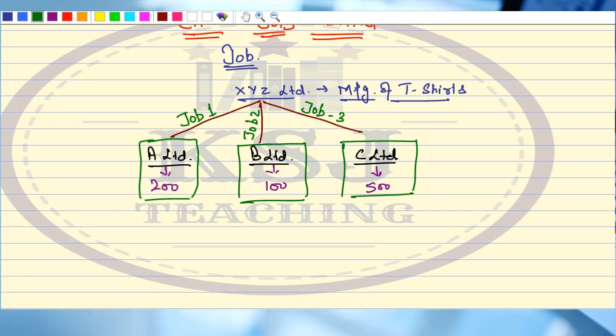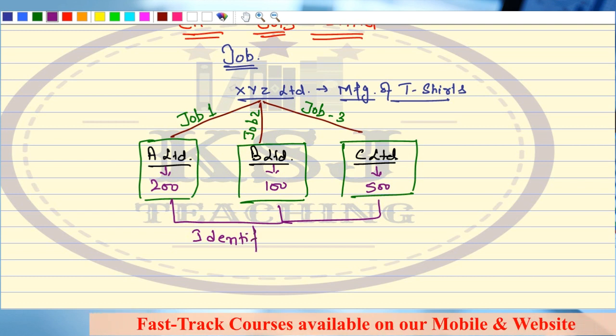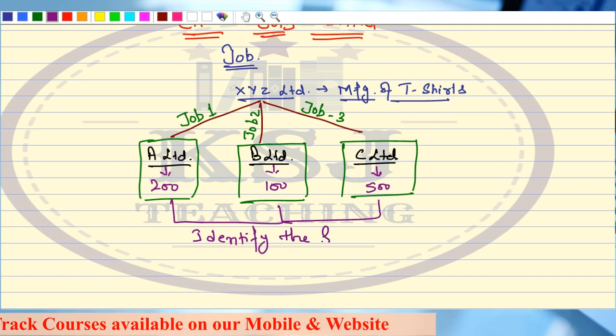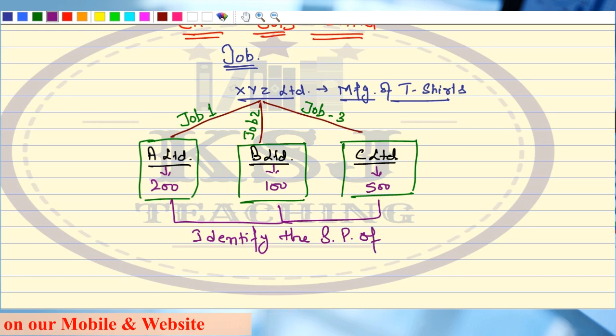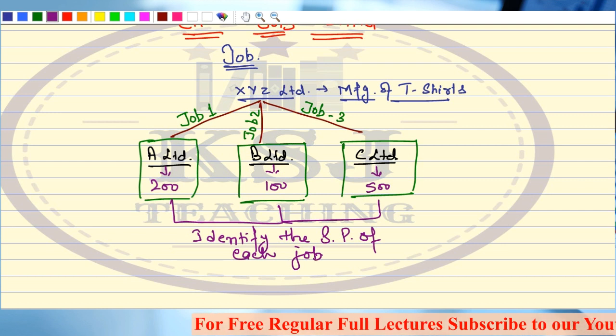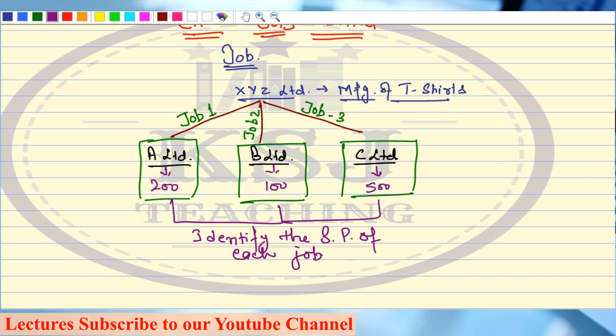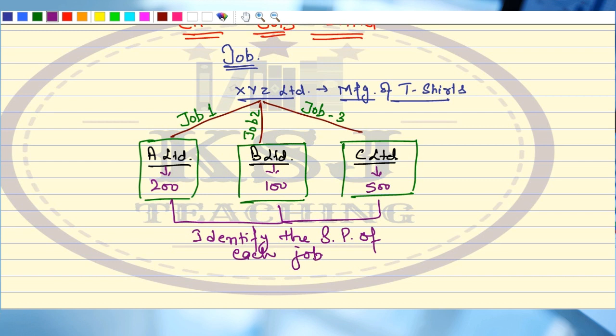Now how do we identify the selling price? The common question here is, how to identify the selling price of each job. This is the big question. It might be different for each job, because the t-shirts are customized according to the requirement.